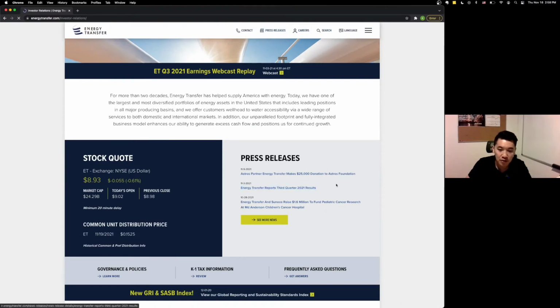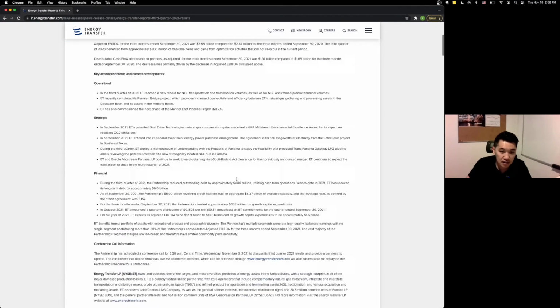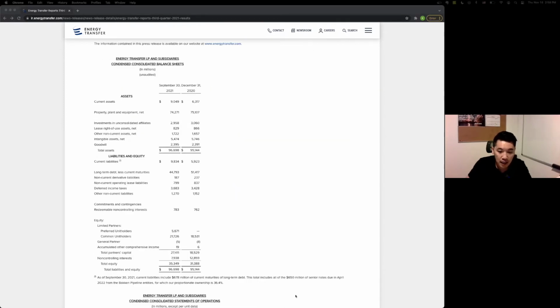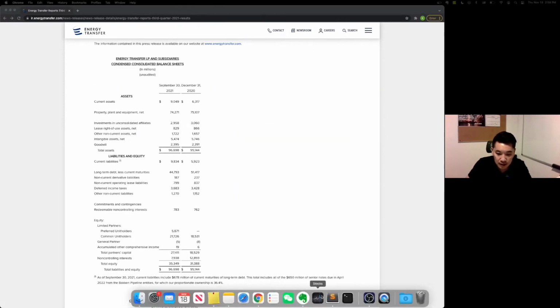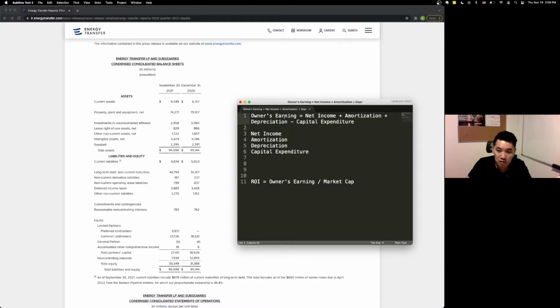So this is the third quarter, and now this is the financial statement. What we want to know is, let's take a look: owner's earnings equals net income plus amortization plus depreciation minus capital expenditure. So first, let's get the net income number.